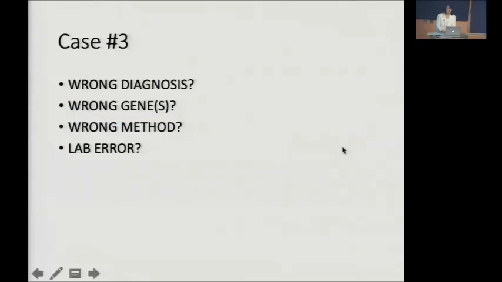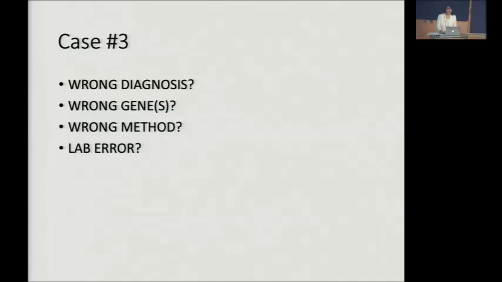So back to this case. What went wrong? Is it the wrong diagnosis? Is it the wrong gene? Is it the wrong method of identifying the gene? Or could it be lab error? And again, any of these things are possible, so we really have to go back to the drawing board. Anybody here not a geneticist want to guess?